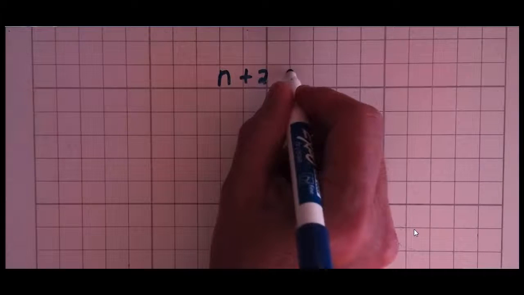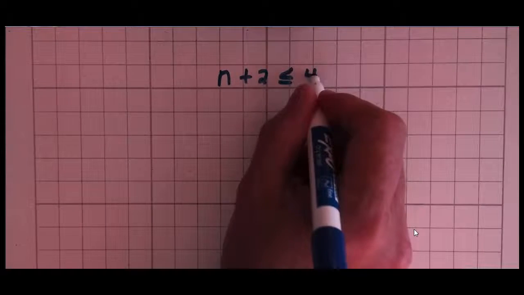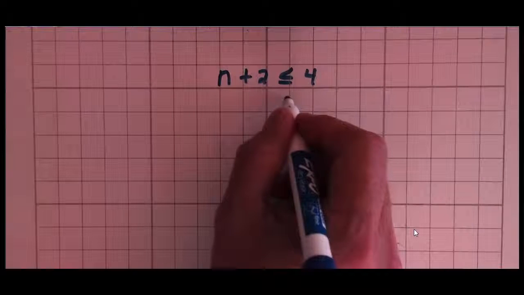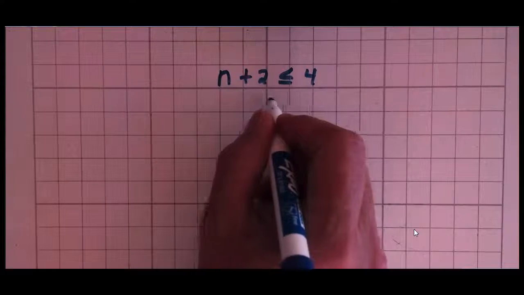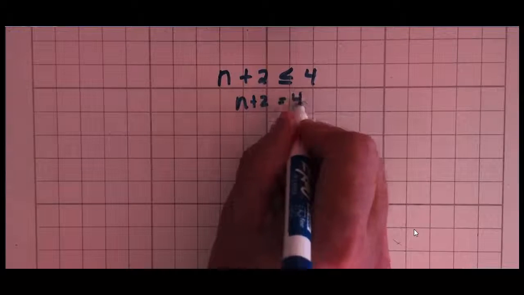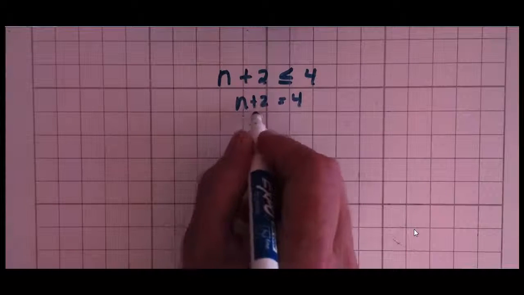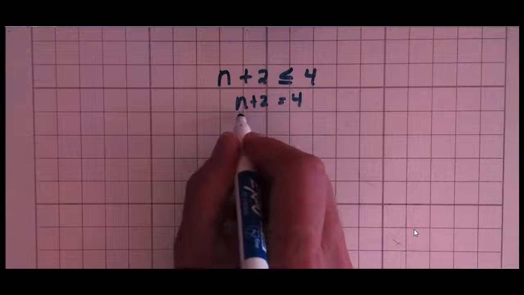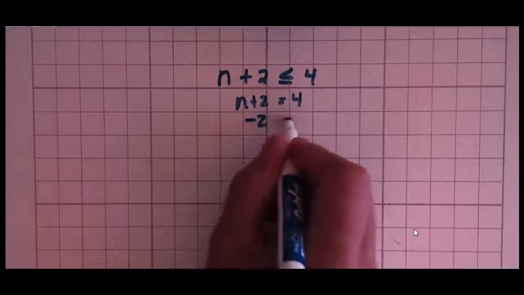n + 2 ≤ 4. Well, the way I solve inequalities is I simply pretend like that's an equal sign. In my mind, and sometimes on a piece of paper, I'll actually write an equal sign. So I want to get this 2 over to here. I want to get the n by itself, so I'm going to subtract 2 from both sides.